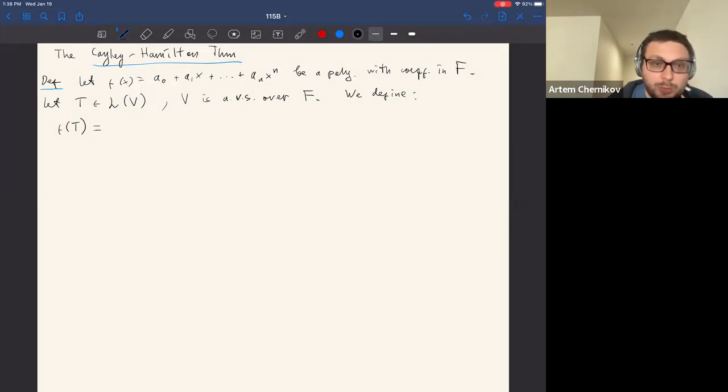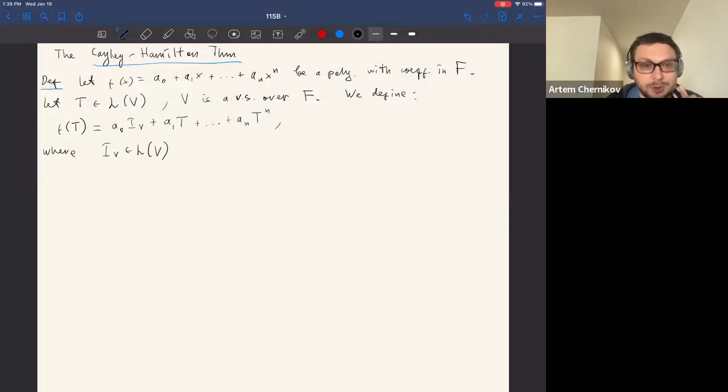So we define it simply to be of the form a0 times the identity linear operator on V plus a1 times T plus etc. plus an times T to the power n. Let me explain what all these symbols represent. Where IV again is the identity linear operator on V. So it is a linear operator.